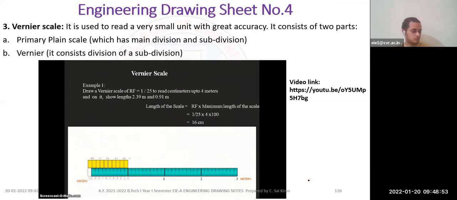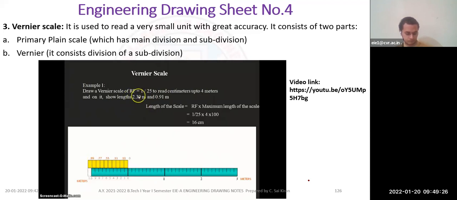So give the numbering as 0.11, and the second division will be 0.22, 0.33, 0.44, 0.55, 0.66, 0.77, 0.88, 0.99, and the last one will be 1.1. Okay, so this is the Vernier scale we have constructed. By using this, we need to show 2.39 meters and 0.91 meters. So for that, first we consider 2.39.